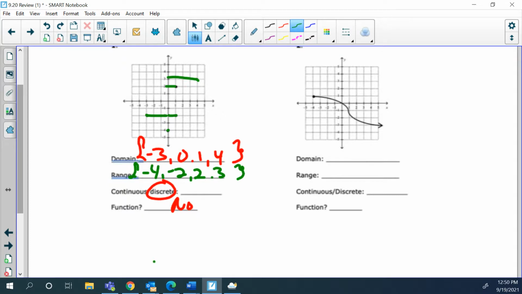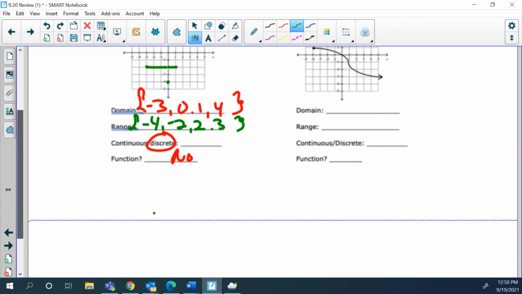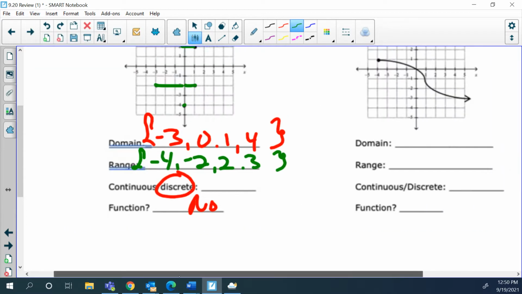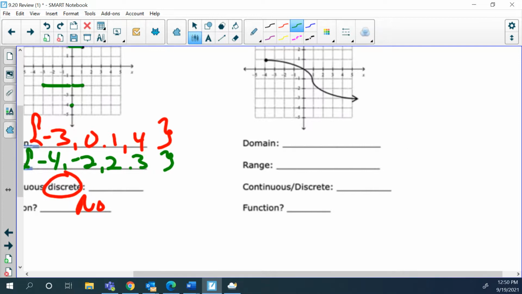All right, let's look at the other graph and let me scroll over. View, zoom, 200. Okay, I can see. All right, so I want to start from the bottom. Is this a function? Yes, because when I draw a line through the graph, when I do the vertical line test, the line only crosses the graph one time. So yes, this is a function. Is this continuous? Yes, it is continuous because it's a line. And so I'm going to put continuous.